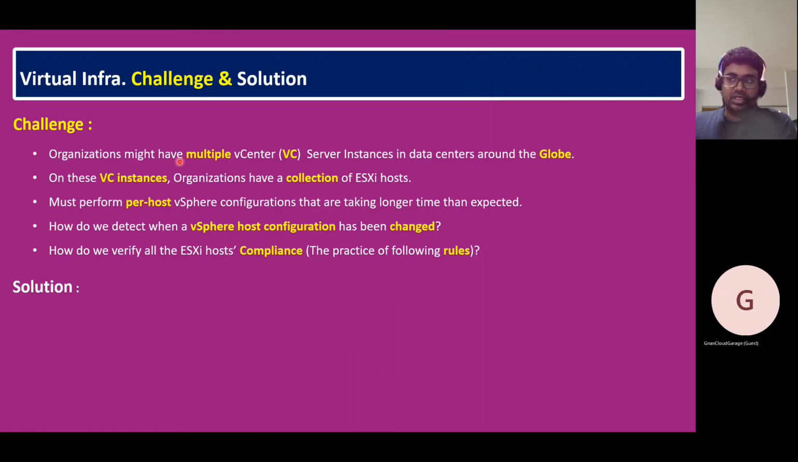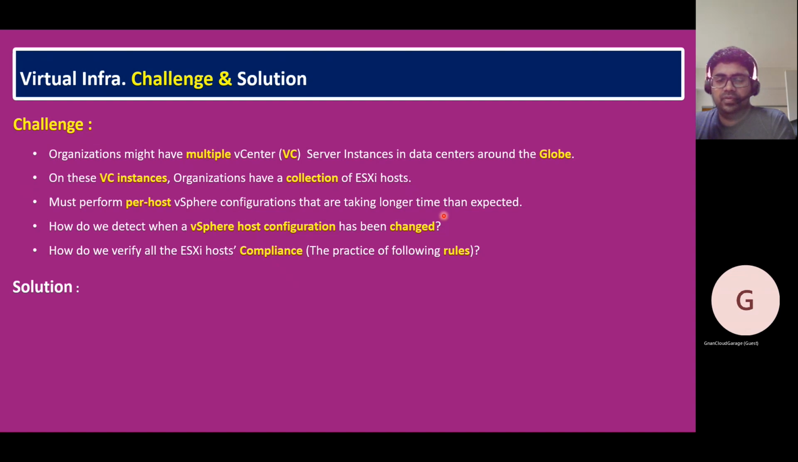Let's talk about this challenge first. Most of the scenarios, organization might have multiple vCenter servers, minimally two vCenters. One is for a primary data center, and second one for either a secondary site, or we call it a disaster recovery site. So organization might have multiple vCenter server instances in data centers around the globe. And on these vCenter instances, organization has a collection of ESXi hosts, must perform per host vSphere configuration that are taking longer time than expected.